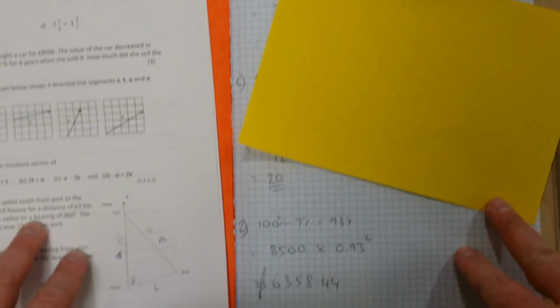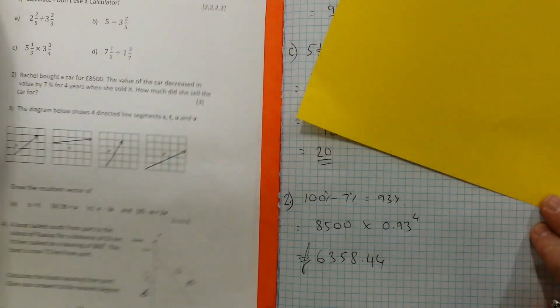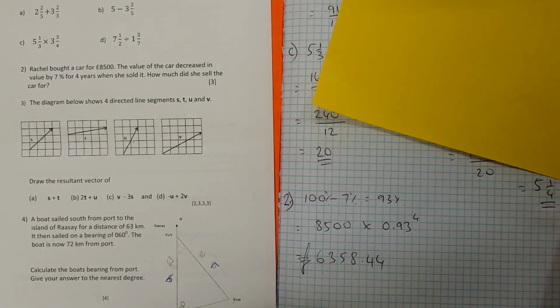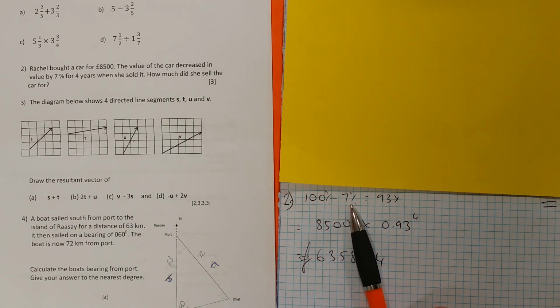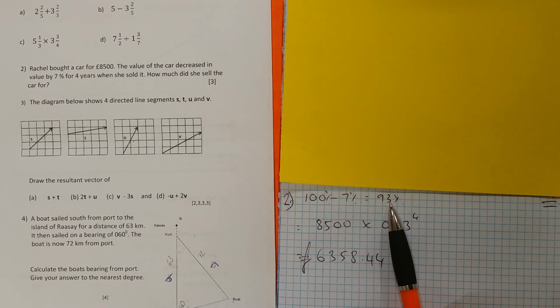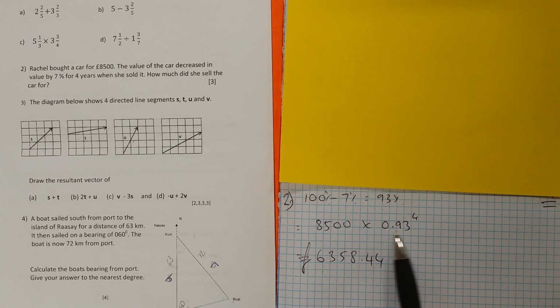Question number 2 is all about compound interest. So Rachel bought a car for £8,500. The value of the car decreased by 7% per annum for 4 years when she sold it. How much did she sell the car for? Well, you've got 100 take away 7%, that's 93% left. So you're going to have 8,500 times 0.93, that's your multiplier.